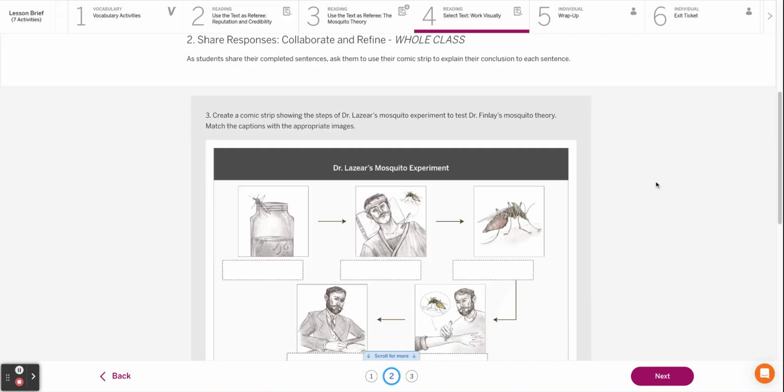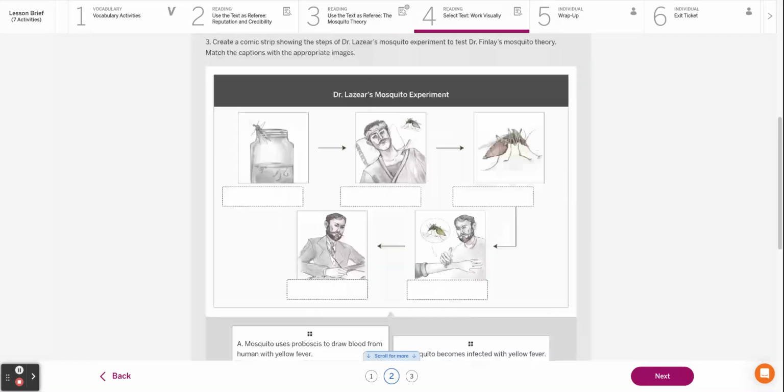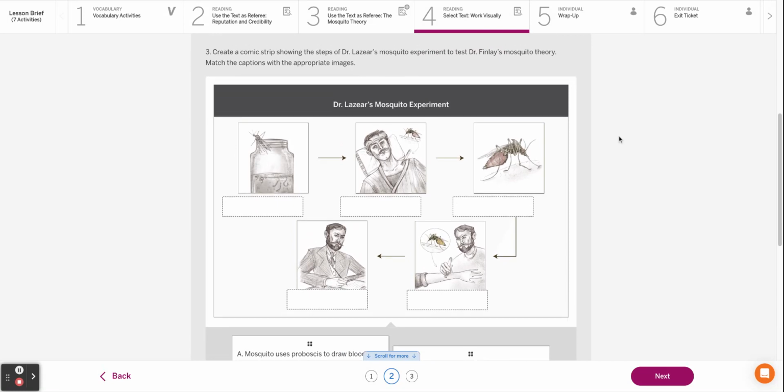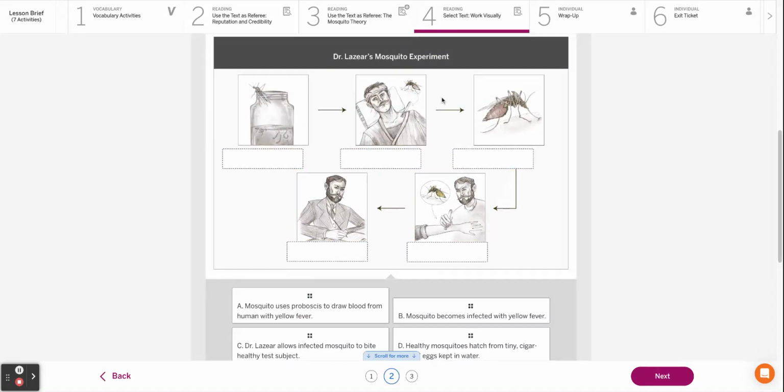In card 2, you're going to make a comic strip, and you're going to match some captions and dialogue as this loads. Hopefully yours loads faster than mine does today. Wow, this is quite slow. Oh, never mind. You're going to match these descriptions, captions, dialogue, whatever it is, to the correct order of Dr. Lazier's mosquito experiment. So what happened first, second, third, fourth, fifth? Make sure you follow the arrows.